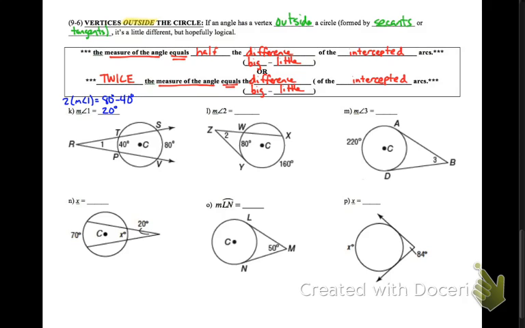Measure angle 2. Z is the vertex, it's outside. We have these two arcs, 160 and 80. Twice the measure of the angle equals 160 minus 80. Twice the measure of angle equals 80. It's 40. Simple enough. This one's formed by 2 tangents.